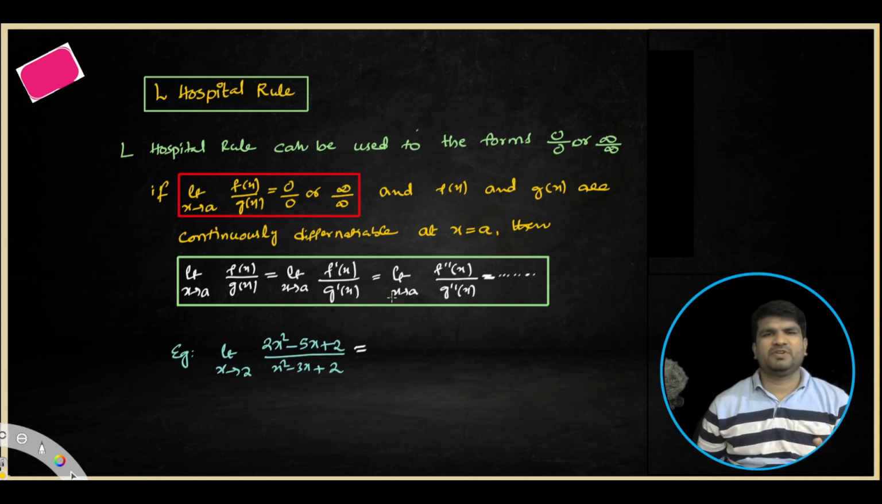Okay, again differentiate with respect to x. Differentiation of f dash x is f double dash x and differentiation of g dash x is g double dash x. Okay, so see one example.